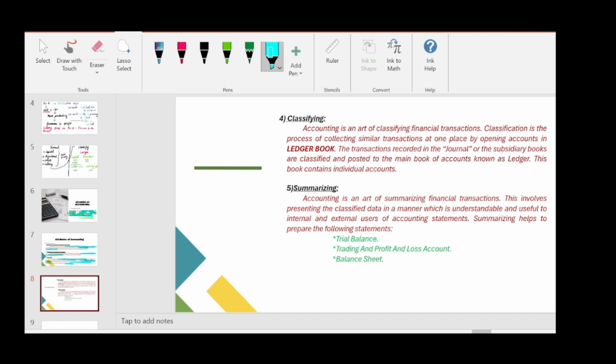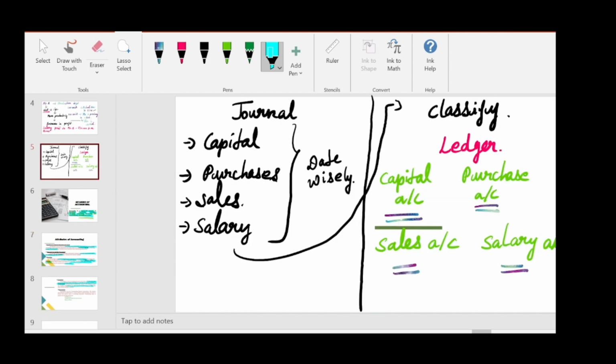Accounting is an art of classifying financial transactions. Classification is the process of collecting similar transactions at one place by opening accounts in the ledger book. The transactions recorded in the journal or the subsidiary books are classified and posted to the main book of accounts known as ledger. This book contains individual accounts. The process of taking this entry to the ledger is known as posting. All these we will learn in upcoming chapters. I hope everything is clear till now.